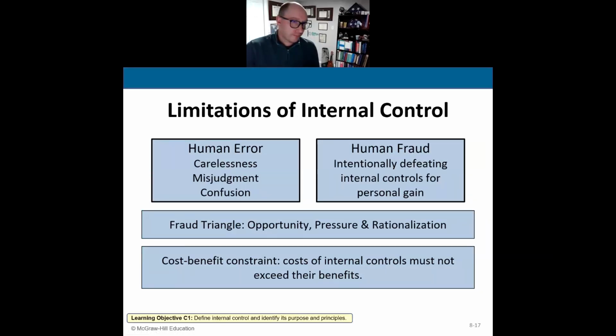Limitations of internal control. People are not perfect. Humans make errors. Sometimes we can be careless or misjudge things or be confused. The other limitation to internal controls is intentional human fraud. Sometimes people look to beat the system, to override the system.